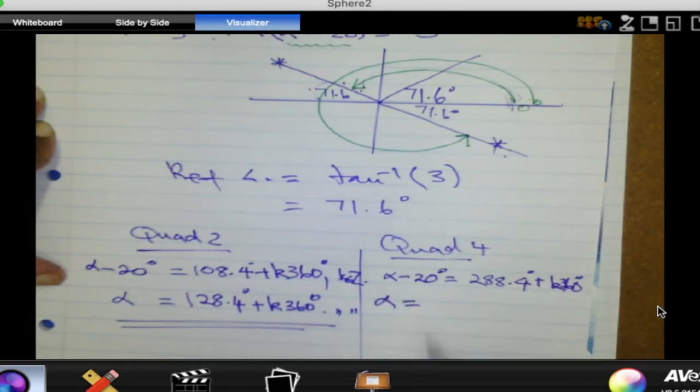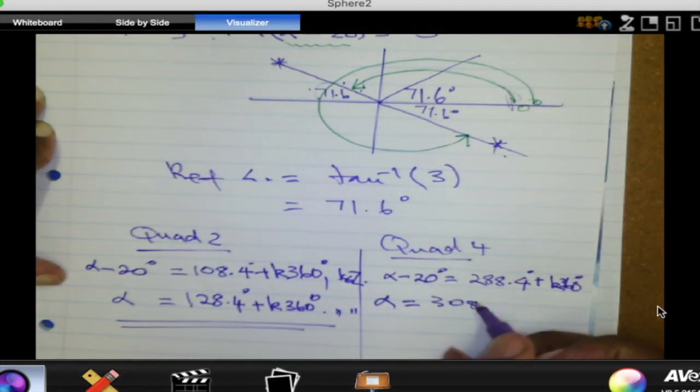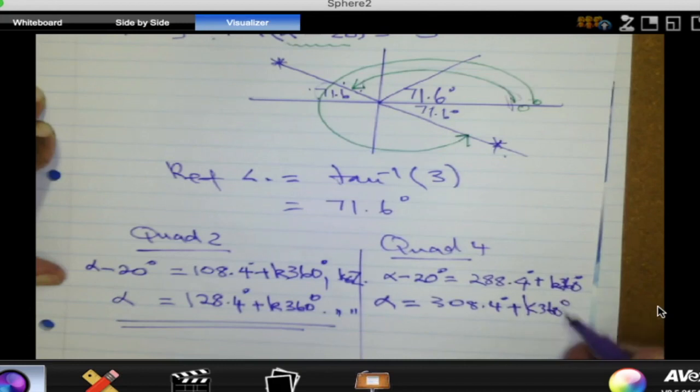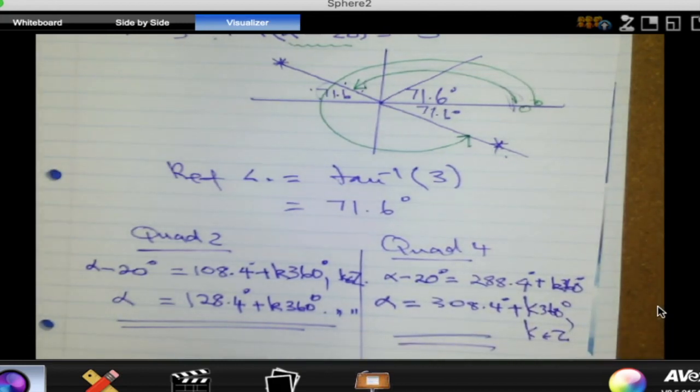Now you can simplify this by moving the minus 20 to the other side. That is giving us 308,4 degrees plus k 360, where k is an integer. And so that is our general solution for this one.